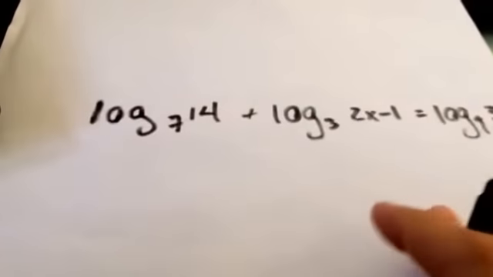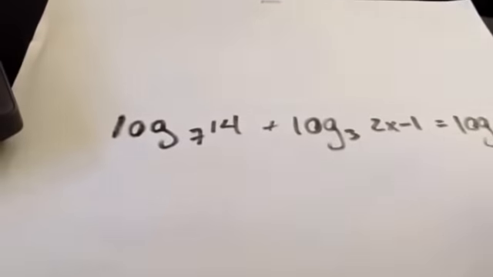So let's say that I have something like log base 7 of 14 plus log base 3 of 2x minus 1 equals log base 9 of 3. Okay, so what's going to happen here, they're all different bases.